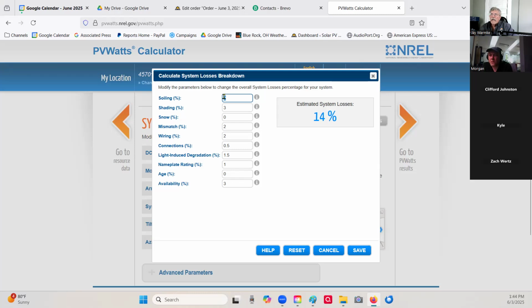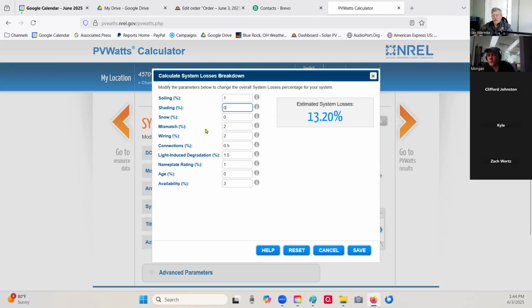Normally, rain's going to take care of it. So let's put that to 1. Let's assume we have no shading issues. This is out there in a place, they're putting 3% in, but I'm going to change that to 0. Snow loading, I'm not going to do.